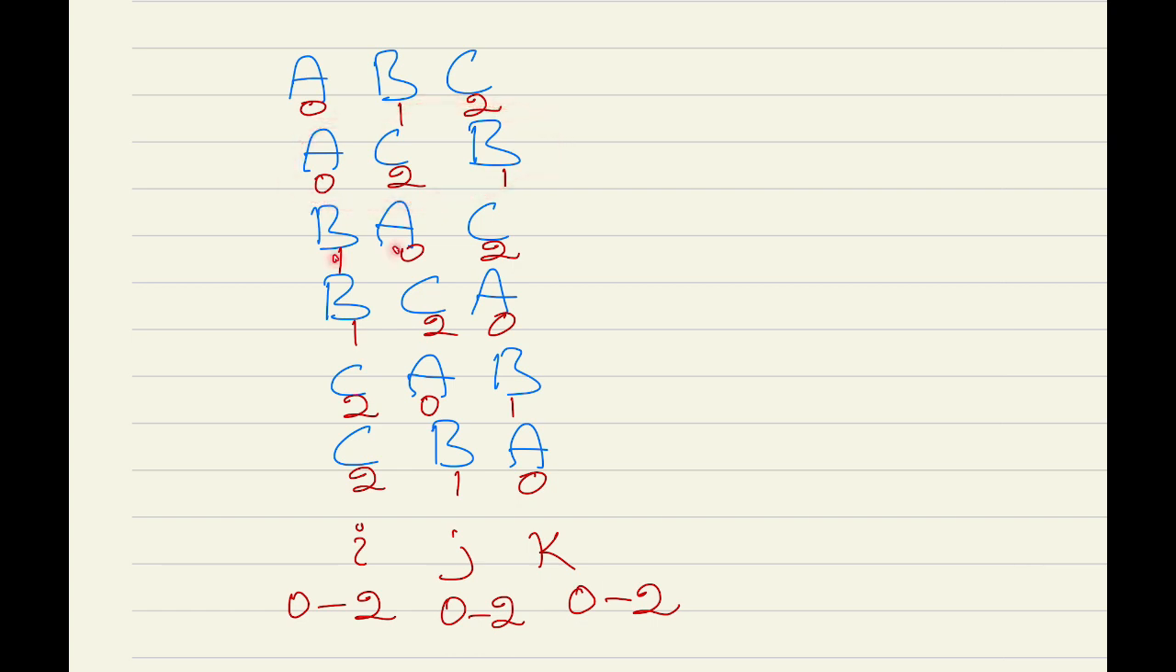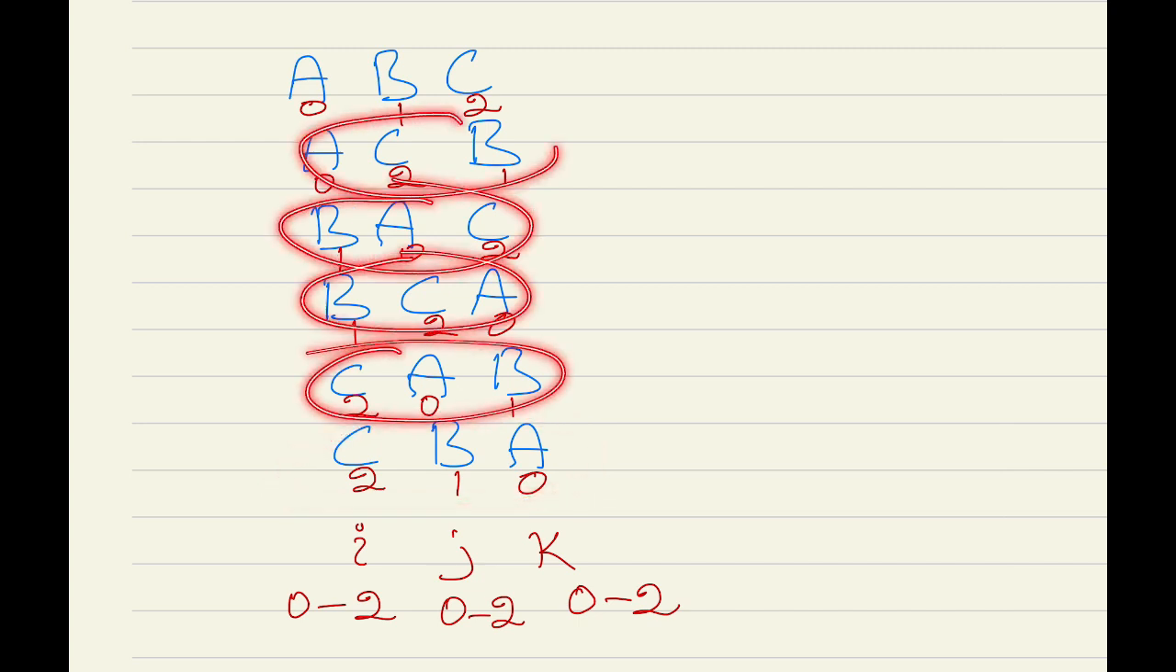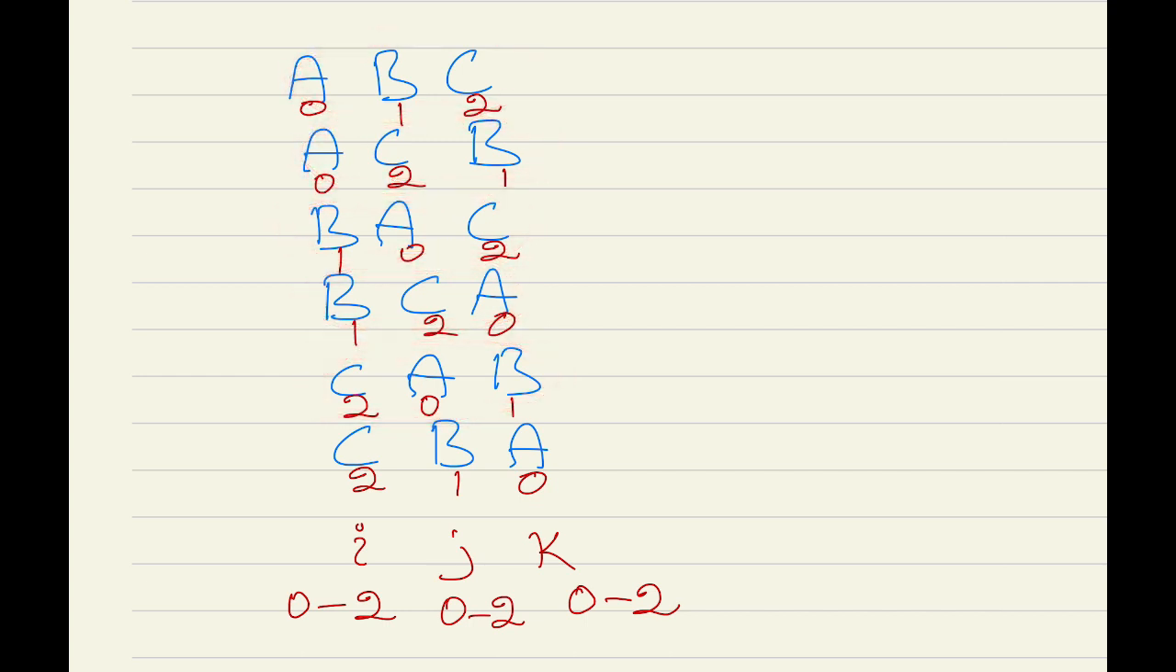So here it is 1, 0, 2, here 1, 2, 0, 2, 0, 1, 2, 1, 0, like this. So the values of i, j, k are distinct for each permutation. That means i, j, k are not repeated, and the values of i, j, k vary from 0 to 2.